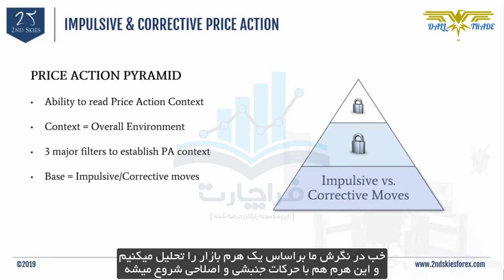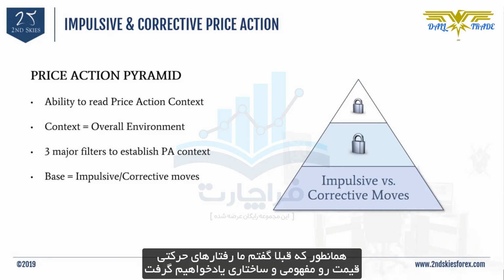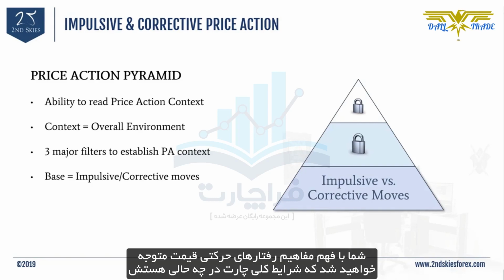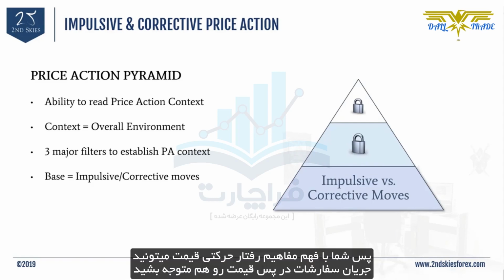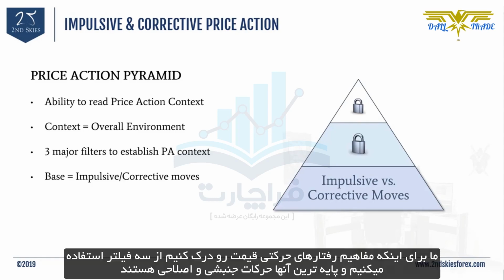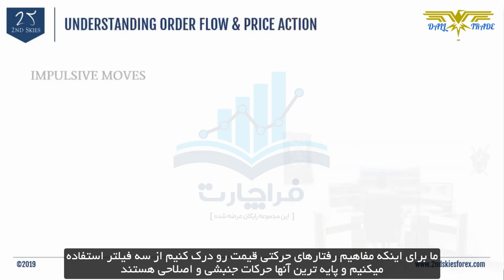Okay, so as I talked about, there's this pyramid of the way we read price action, and it starts with impulsive versus corrective moves. As I've mentioned before, we're trying to read price action context structurally or contextually. The context gives you an understanding of what the overall environment is, and by learning to read the context, you're learning to see the underlying order flow in the environment. We have a total of 3 filters that we use to establish the price action context, and the base of that is impulsive and corrective moves.